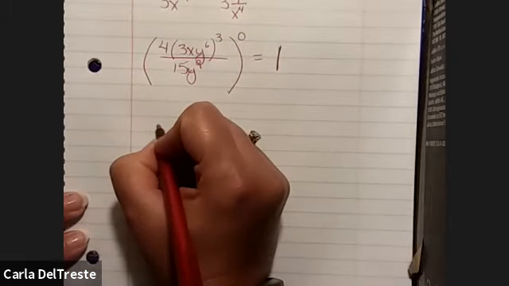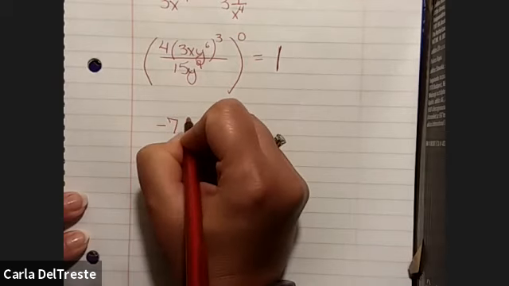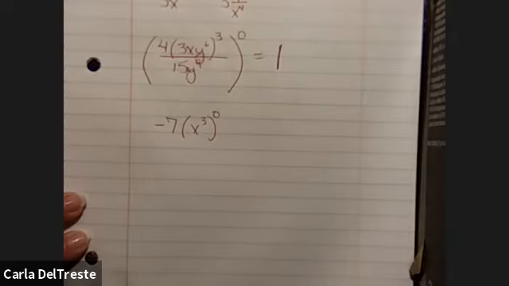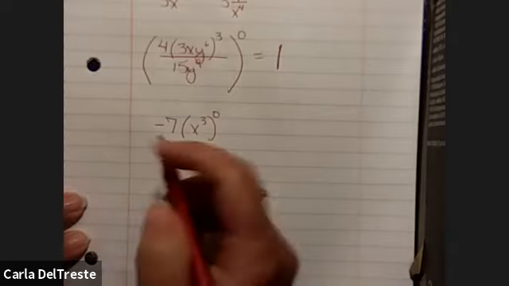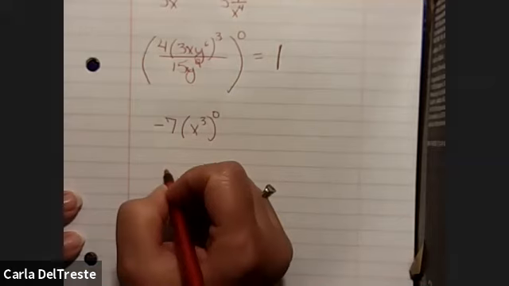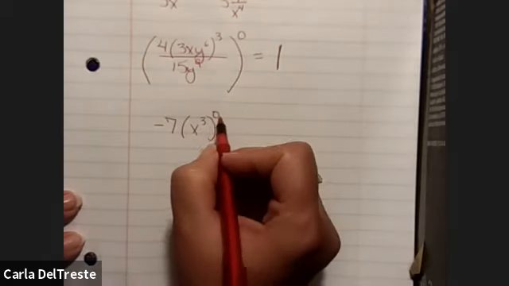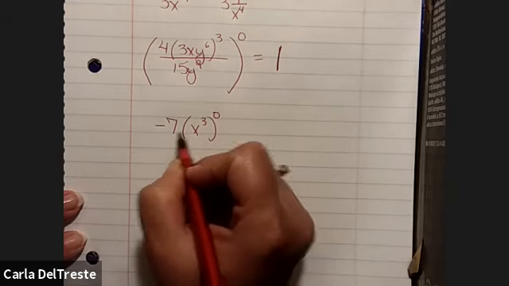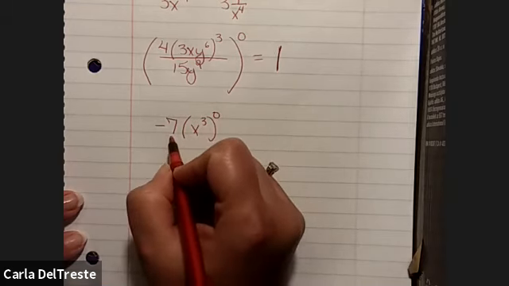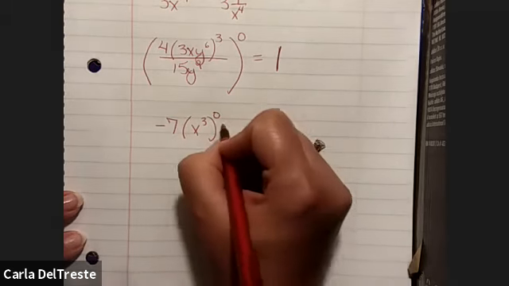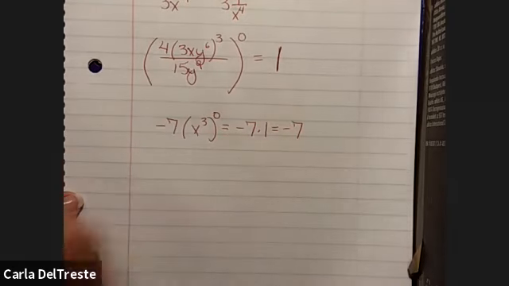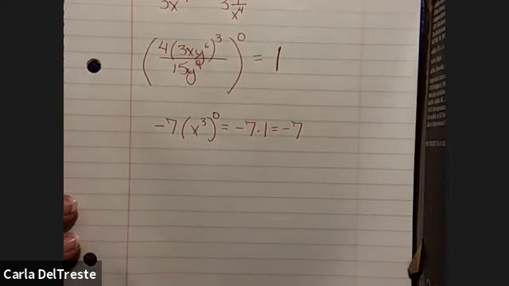Now, along the same lines of the 0 power rule, if I have negative 7 times x to the 3rd to the 0, this answer is not going to be 1 because the 0 is only affecting this piece. The negative 7 is not being affected by any exponents. So this is going to be negative 7 times 1, which is just negative 7. So this is paying attention to detail.